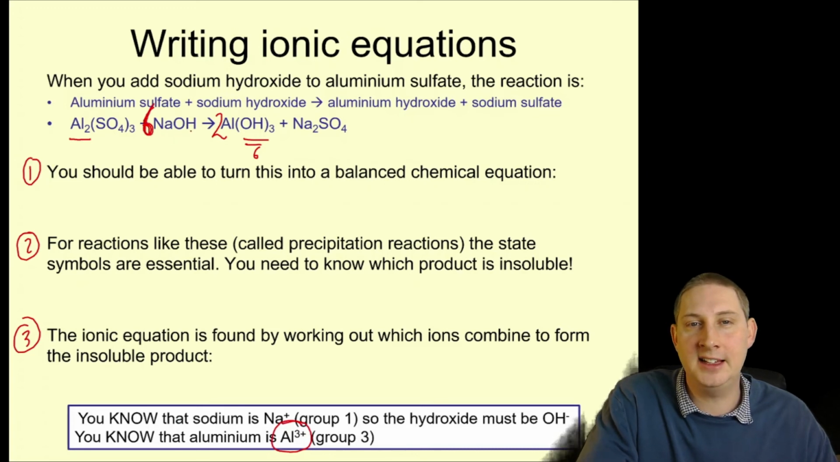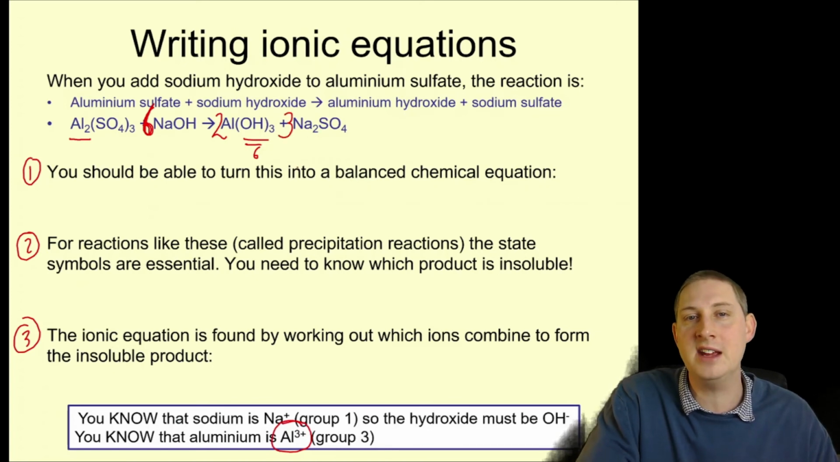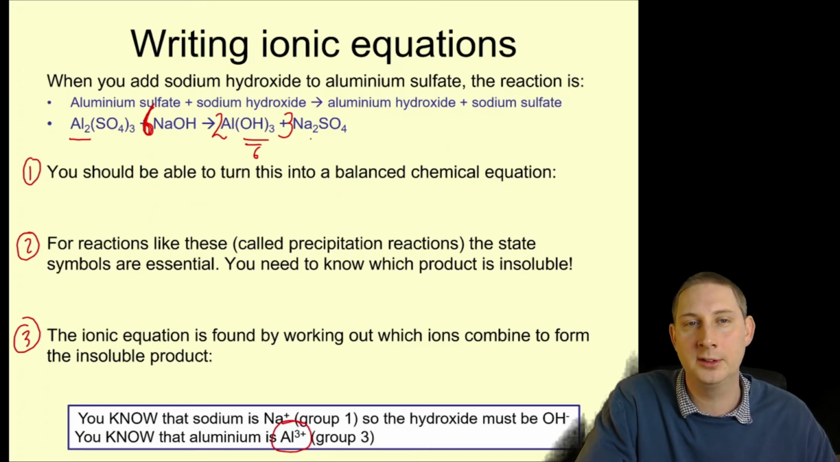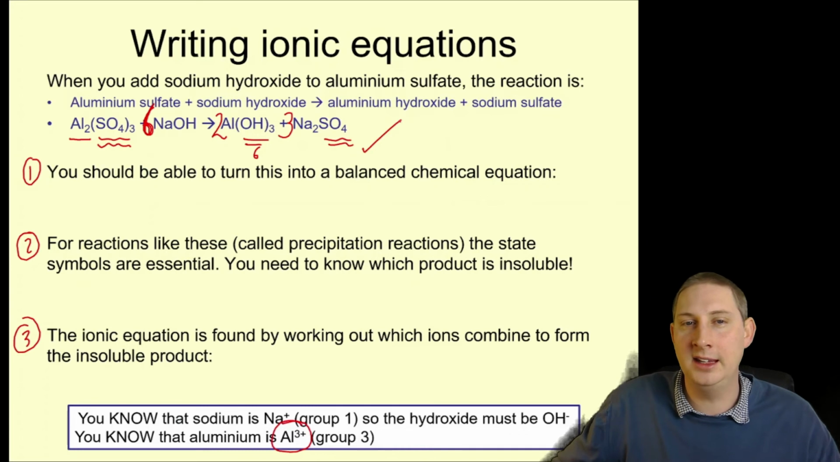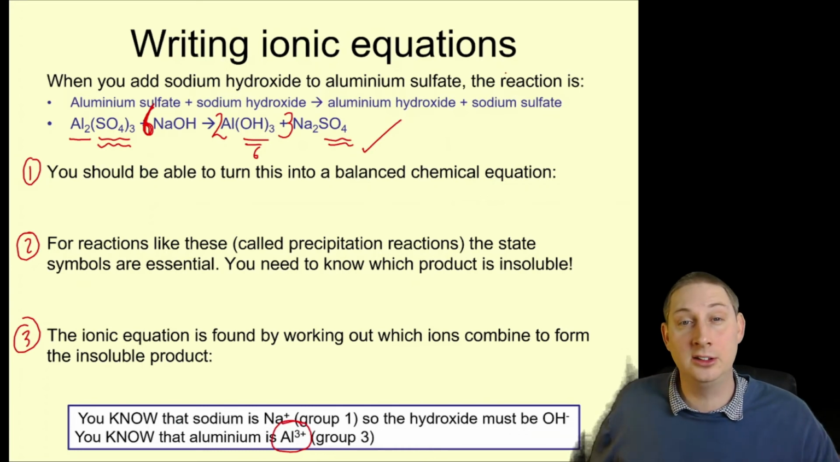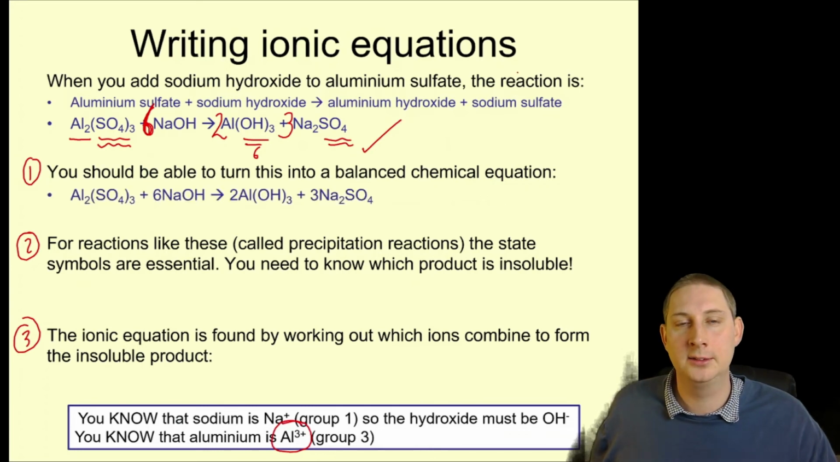If we have 6 NaOHs, we have 6 sodiums. There's 2 in sodium sulfate, so that means we must have 3 sodium sulfates, so there are 6 sodiums. And just checking, we have 3 sulfates on the left, we have 3 sulfates on the right. Everything is now balanced, and well done to you if you got that right.